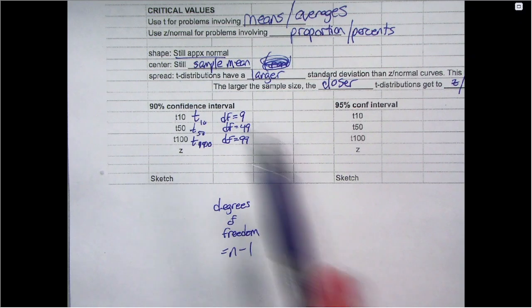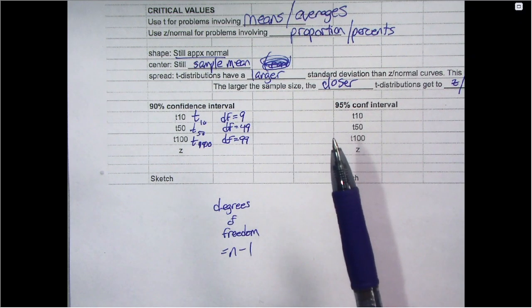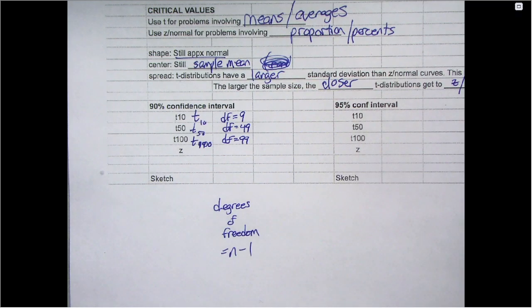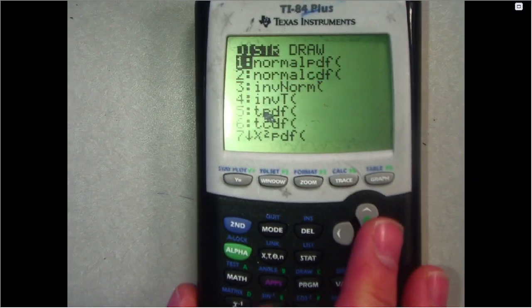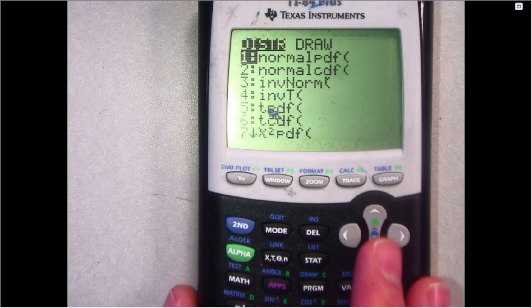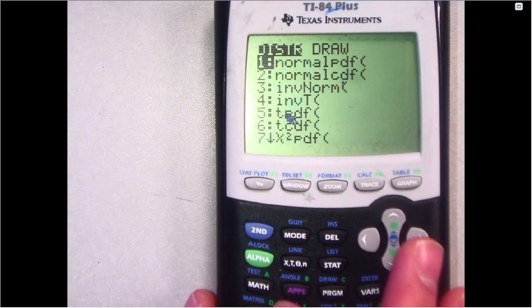Alright, so hit second, no, hold on. Hit second distributions, so second vars, it's like the distributions. Do you have any working ones?